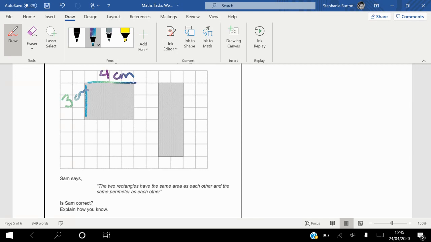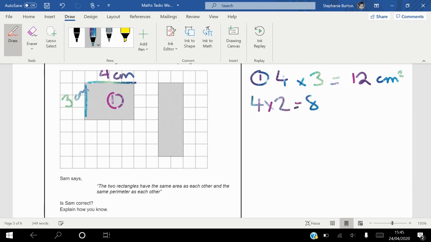So if I want to find the area, let's call this rectangle 1. If I want to find the area of rectangle 1, I'm going to need to do 4 times 3, which is going to give me 12 centimetres squared. Find the perimeter, I need to do double 4 because I know that my lengths are the same. So 4 times 2, which is 8, and then double 3 because my widths are the same. 3 times 2, which is 6. Add 8 and 6 together will give me a perimeter of 14 centimetres.